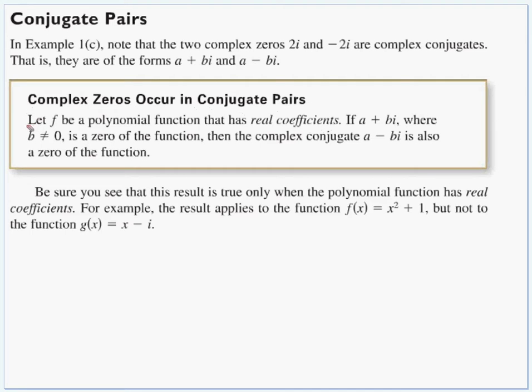It's a pair. Let f be a polynomial function that has real coefficients. If a plus bi, where b is non-zero, so there is an imaginary piece, is a zero of the function, then the complex conjugate a minus bi is also a zero of the function. They have to come in pairs. Be sure you see this result is true only when the polynomial has real coefficients. For example, the result applies to this function x squared plus 1, but not to the function x minus i.